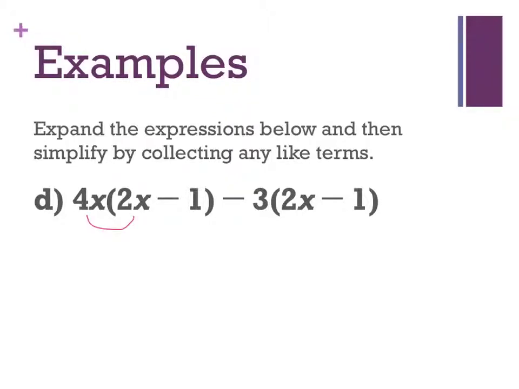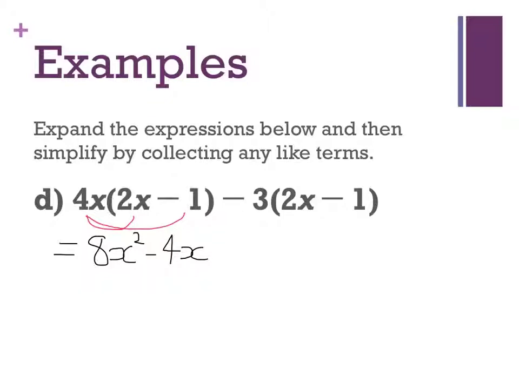4x multiplied by 2x. Okay, let's deal with the integers first. 4 multiplied by 2 is 8. This time we have x multiplied by x. A reminder, when I multiply a pronumeral by itself, it becomes that pronumeral squared. So in this case, I have x squared. Then 4x multiplied by negative 1. A positive multiplied by a negative gives me a negative. So 4x multiplied by negative 1 is negative 4x.